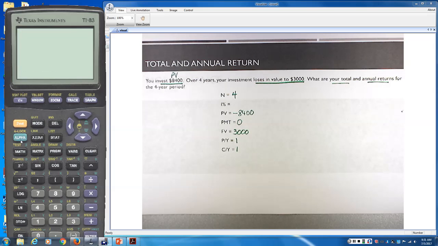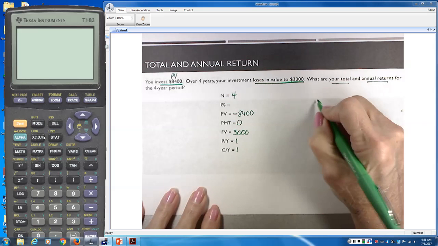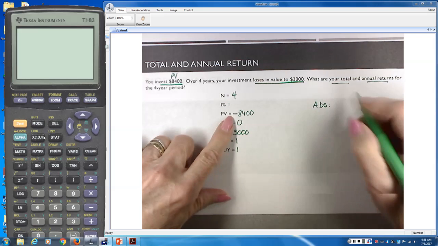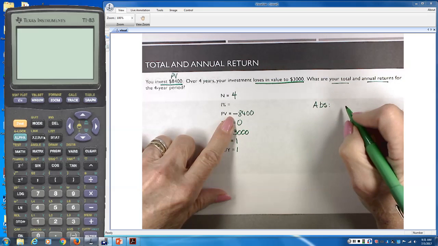Well, this time, keep in mind, you're still doing your absolute return. Your absolute difference is going to be negative this time because you lost money.